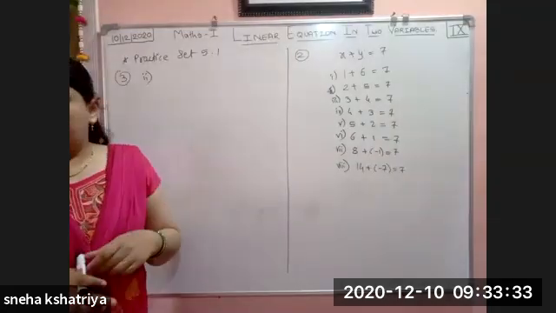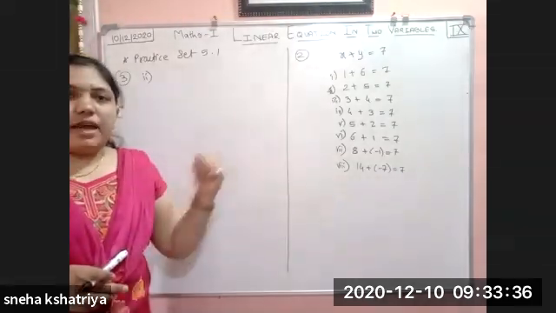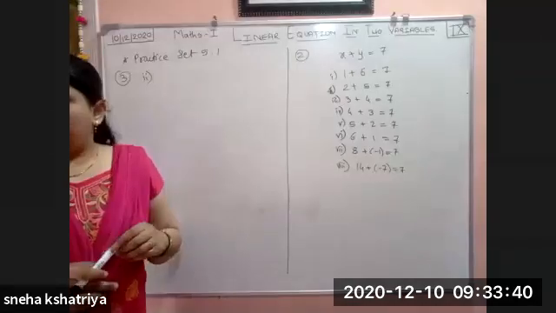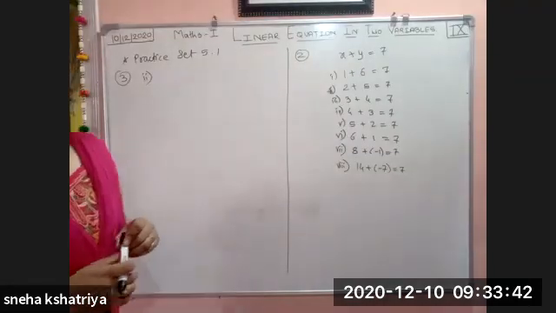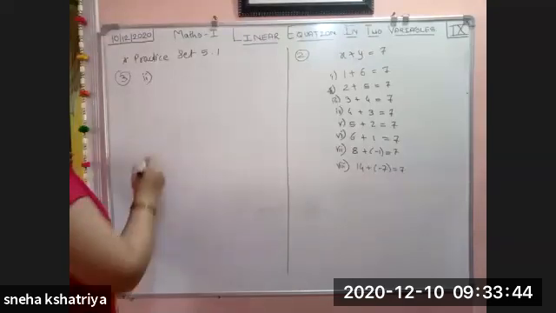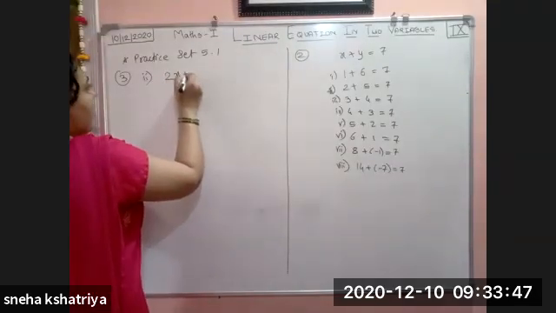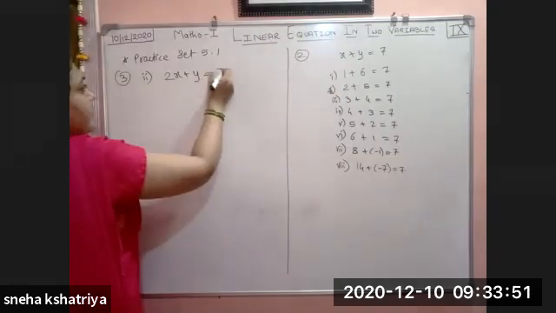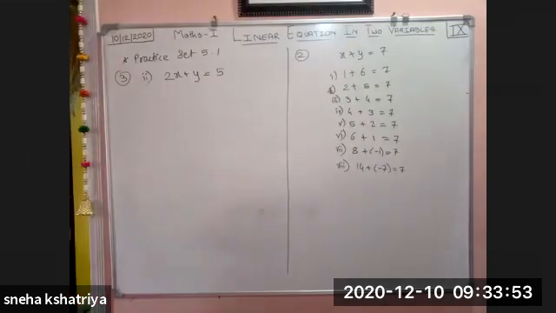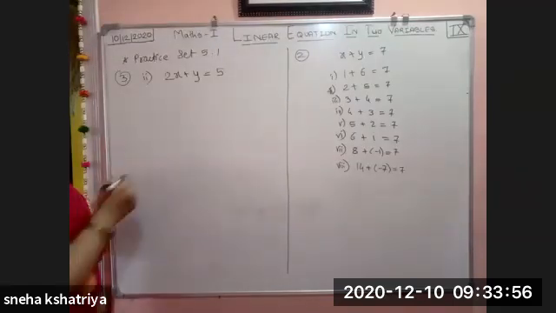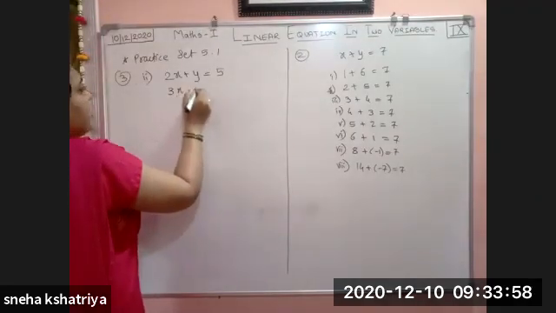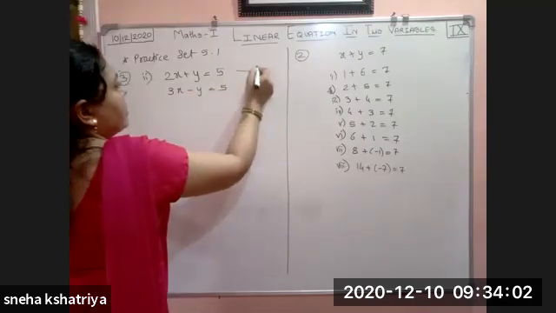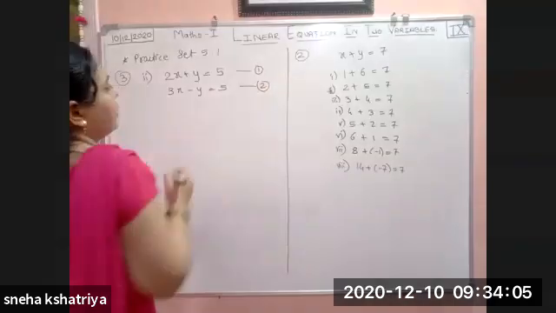So first we will take the second example, because the first we have already taken in the earlier explanation. What is the second example? 2x plus y is equal to 5. Second is 3x minus y is equal to 5. Say it as equation number 1, and say it as equation number 2.